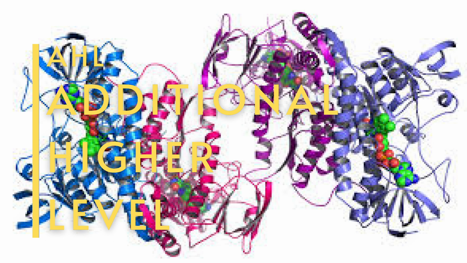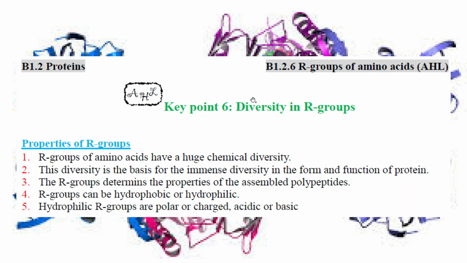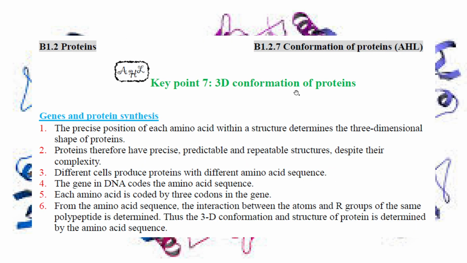Now it's the additional higher level. First of all, we talk about the diversity in the R groups. R groups of amino acids have a huge chemical diversity. Remember, you have 20. First of all, they can be hydrophobic or hydrophilic. They can be charged, polar, acidic, or basic. So we have a lot of discussion about this kind of R groups and this kind of property of the different proteins. And then after all this, it brings the 3D conformation of the protein.